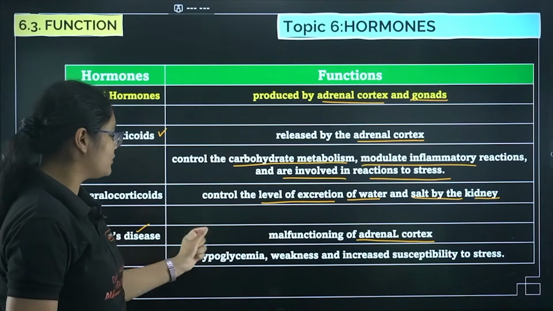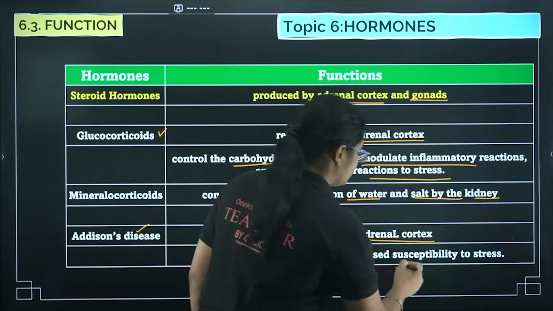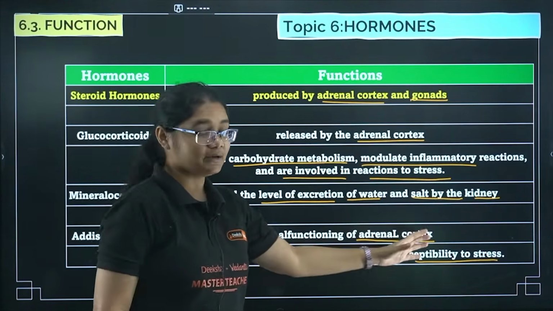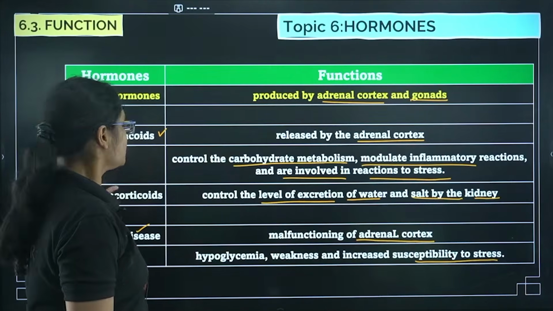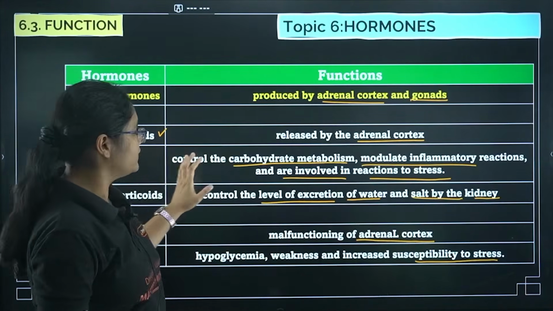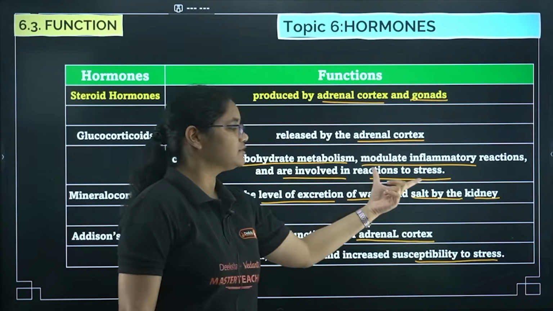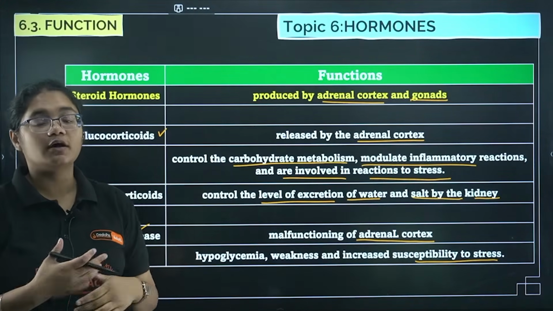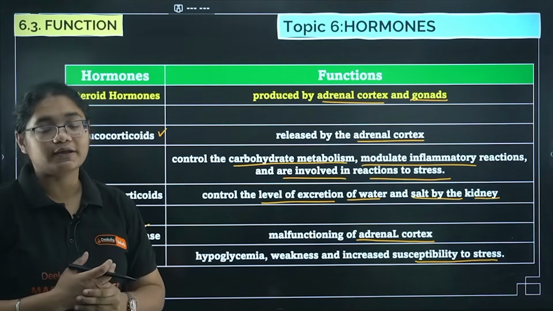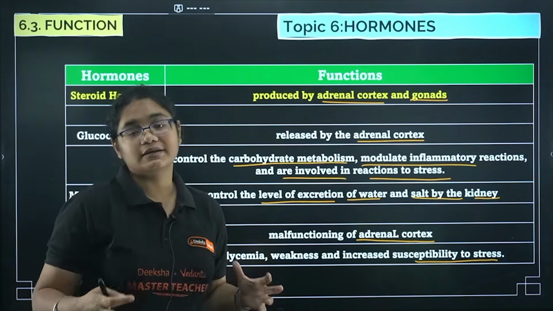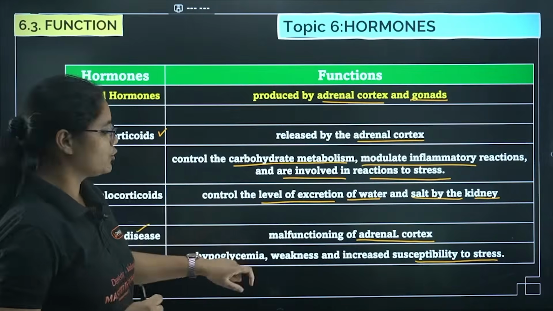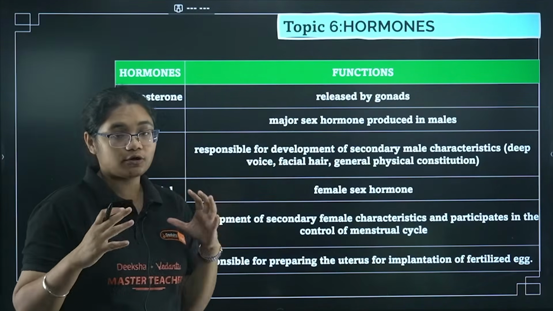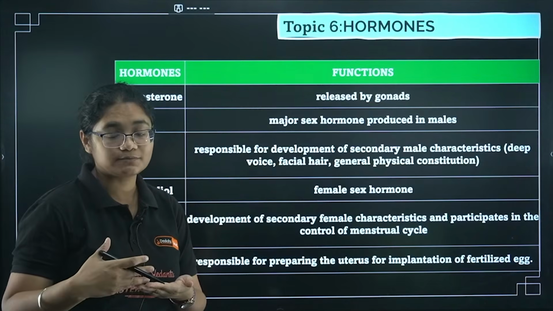You will have hypoglycemia, weakness, and increased susceptibility to stress. Now why will there be increased susceptibility to stress? If you see the function of glucocorticoids, it has functions in the reactions to stress. Now if that is not produced properly, that is not synthesized properly, then your body will have abnormal reactions to stress conditions.